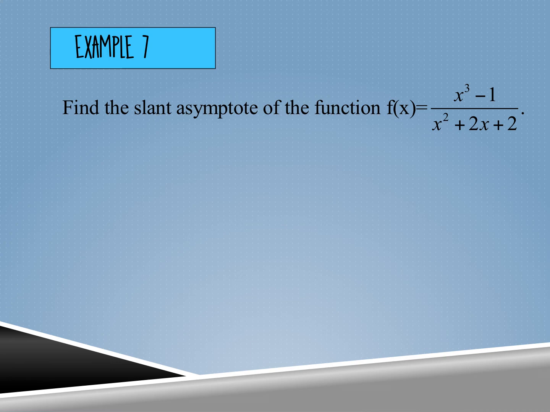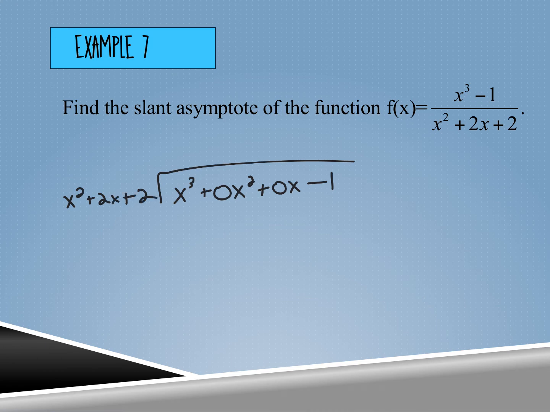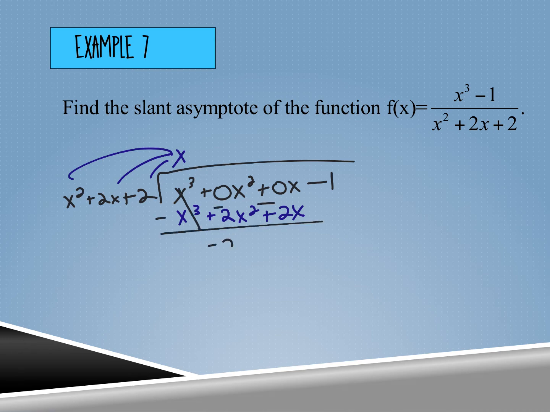So when I divide this, the numerator is missing a couple of terms. I'd have to do x to the third plus 0x squared plus 0x minus 1, divided by x squared plus 2x plus 2. Then I would start my division. First into first would be x. Multiply that: x to the third plus 2x squared plus 2x. Change your signs. Cancels. Negative 2x squared minus 2x. Bring down the 1, negative 1.